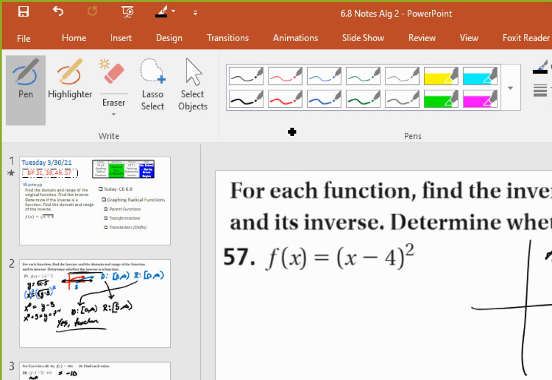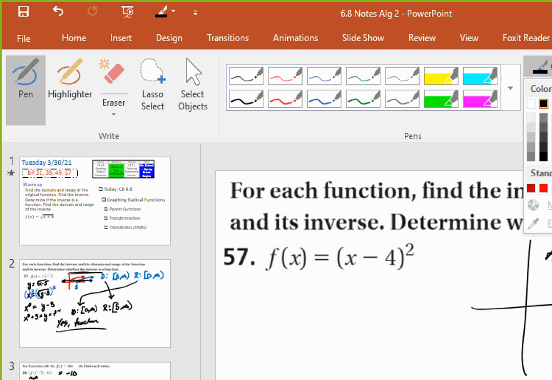So this is the graph x minus 4 squared. Domain of this one is all real numbers or negative infinity to positive infinity. The range is going to be from 0 all the way to infinity, because I'm never going to have anything below the x-axis. But I could have any x value I want to put in there. If I put in a positive 1 million, I would get an answer.